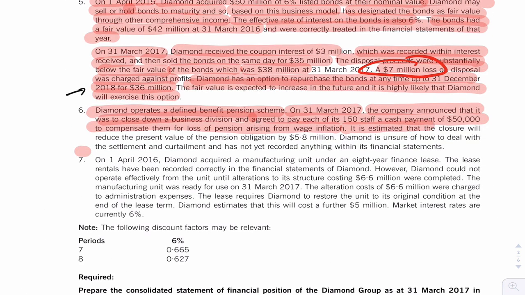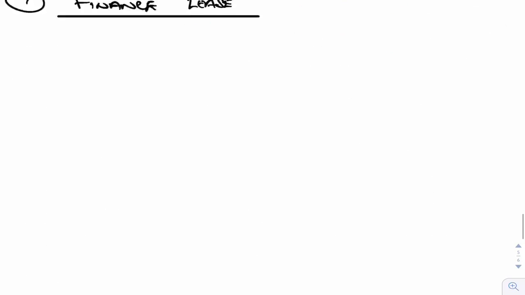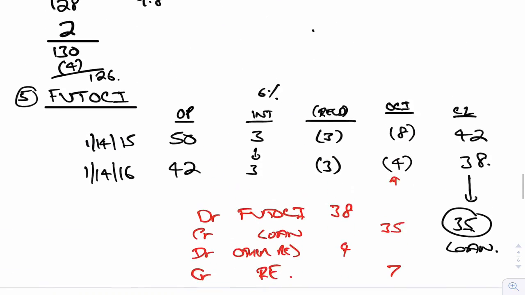It's estimated that the closure will reduce the present value of the pension by 5.8. So it will reduce the pension obligation by 5.8. So debit my pension obligation, 5.8, which presumably is non-current liabilities. And therefore I've got a 1.7, I think that is, loss, which would go to retained earnings. So I'm kind of done really, so just need to put those figures into the SFP.